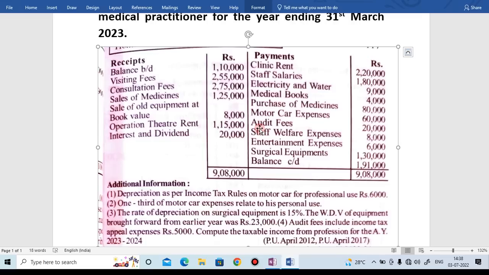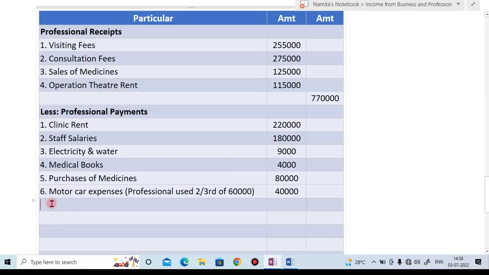Now for the hospital, at the year ending, if they have given their books of records to the auditor, there is obviously the charge. Okay, audit fees will be charged. So if it is related to the medical field, that's why audit fees is related to the professional payment. Okay, so 7th, audit fees 20,000.